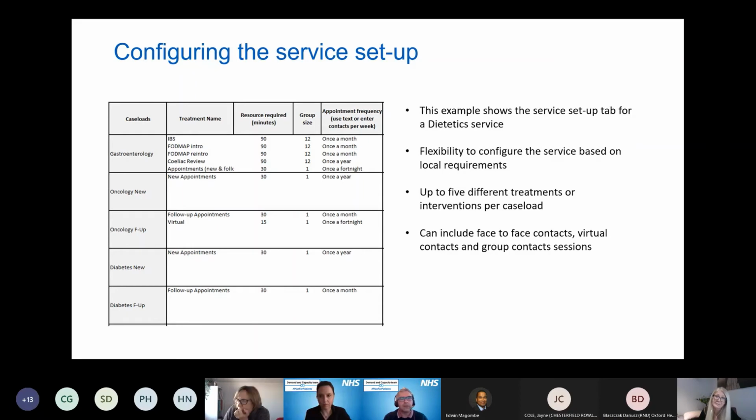So this is where we then identify the amount of resource required. So for those elements of the caseload, how long do you think on average it will take to provide those new appointments, those follow-up appointments, and what's the frequency of those appointments? Is it on a monthly basis, a daily basis, a weekly basis? The options are there to select all of those, or to put in a different frequency option if so needed.